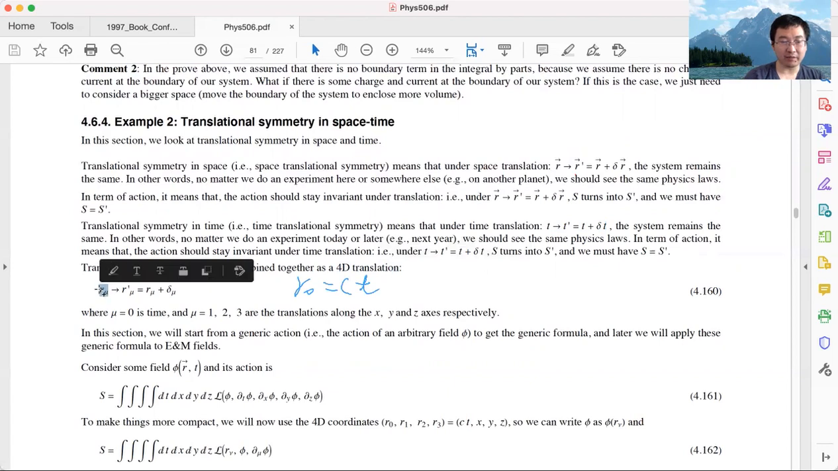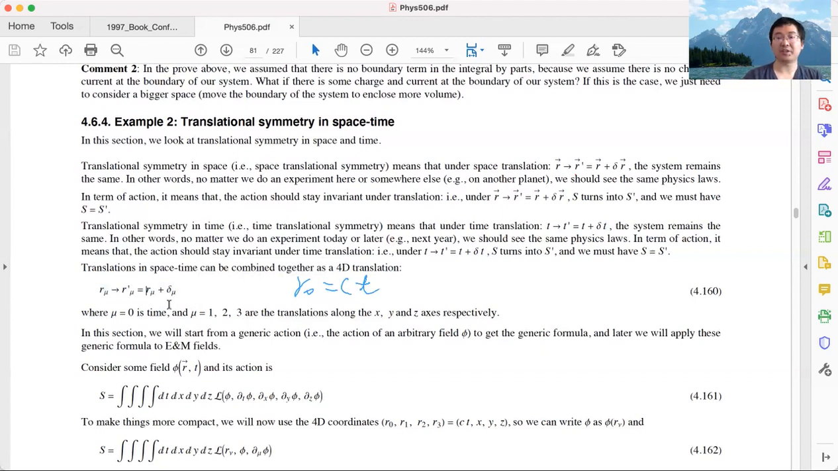And then we can define a 4D translation. I shift this 4D coordinate by a constant δ, and this δ is another 4D vector. That's the translation in my 4D space. The zeroth component of δ gives me translation in time, and the 1, 2, 3 components of δ give me translation in space. So this is a unified translation, and it combines both time and space translation together as one 4D translation.